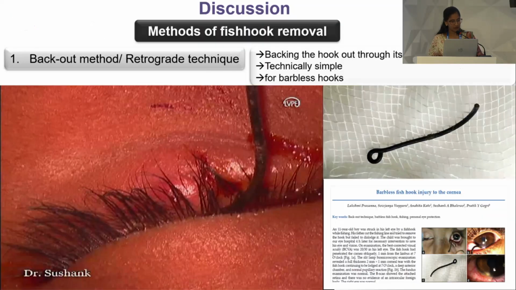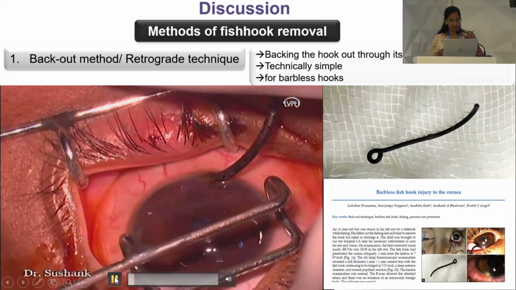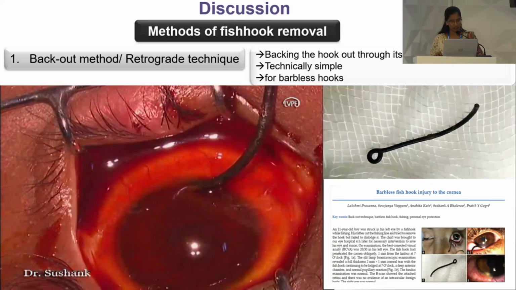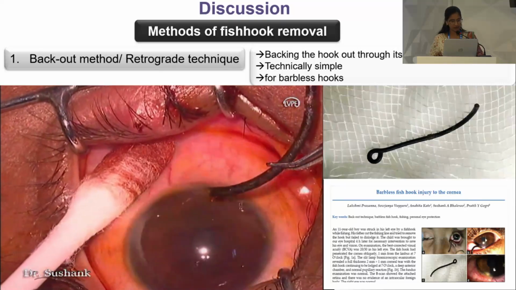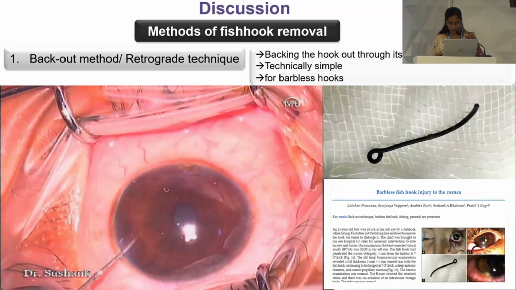Methods of fish hook removal: the back out method. This is backing out the hook through the entrance wound. This is a simple technique, and it is usually used for barbless hooks.